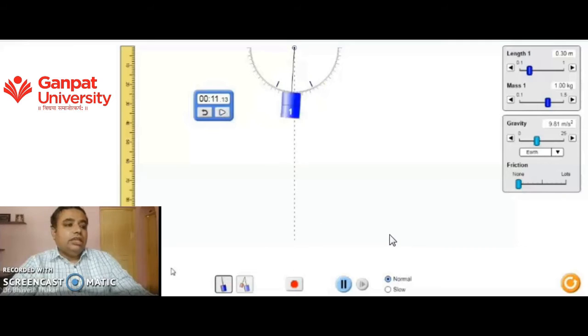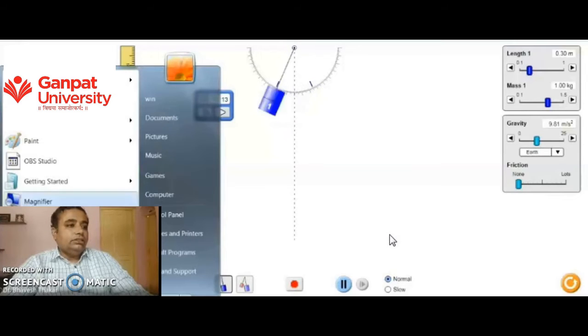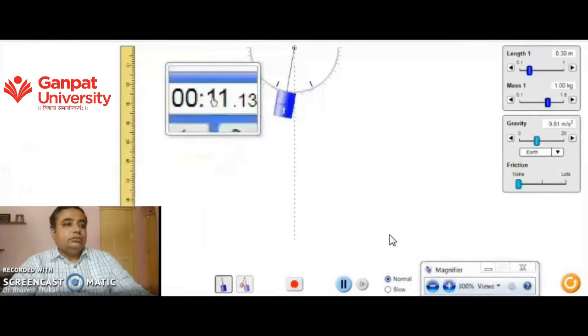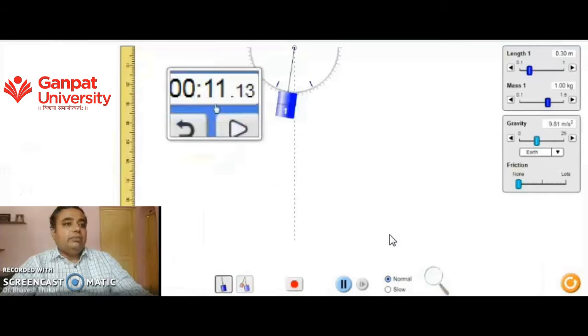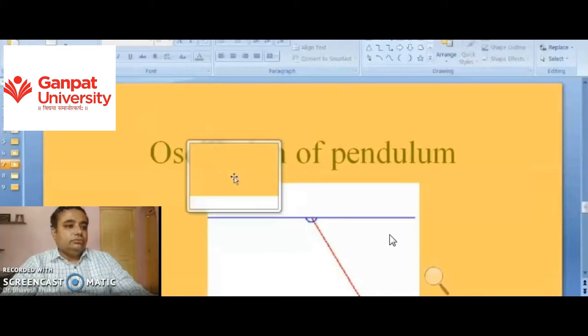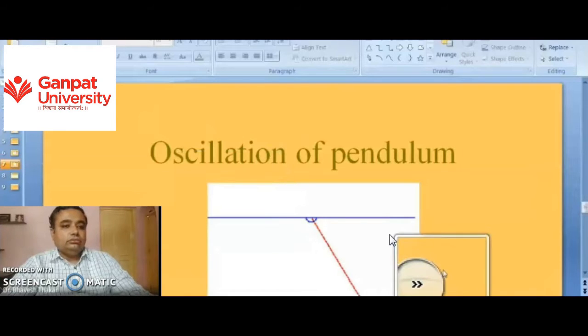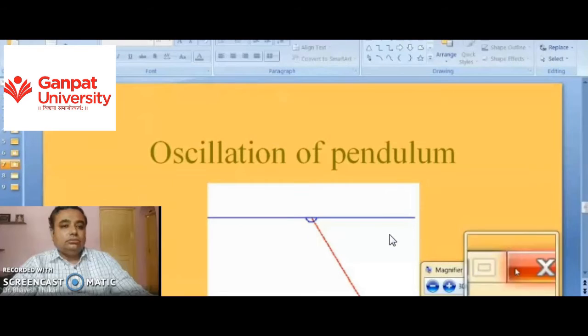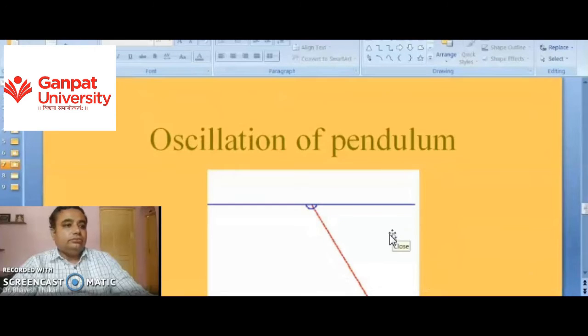Again we'll use the magnifier. You can see that the time is 11.13. So that we will note down as the first reading. We remove the magnifier.